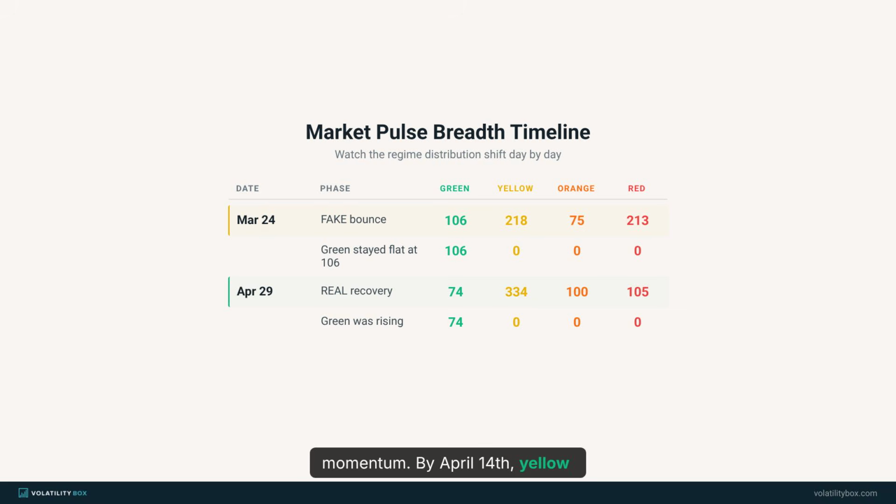By April 14th, yellow peaked at 312 symbols, and the resolution then came over the next week. The number of stocks in this green market pulse, aka acceleration, surged from 103 to 225. The yellow symbols chose up instead of down. But here's the key. If you're watching only the VIX, you saw just that calm 18 the entire time. You had no idea that 312 symbols were sitting on essentially the edge of a cliff, waiting to decide one way or the other. That is the information gap, and inside of that information gap lies a lot of opportunity for profit.